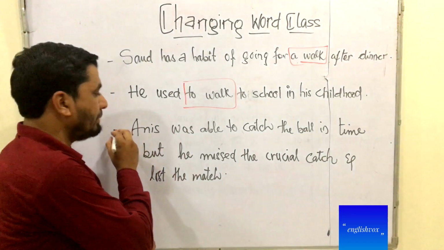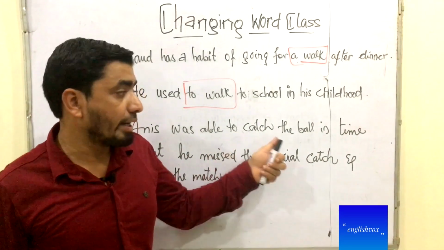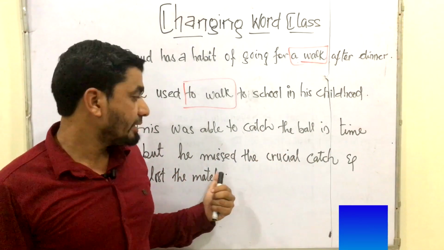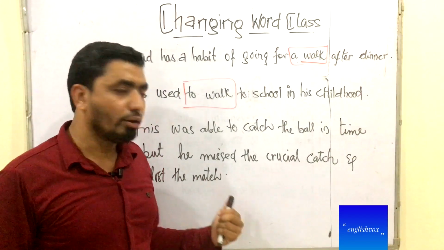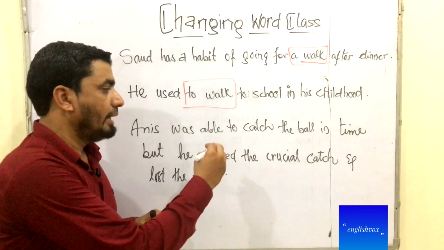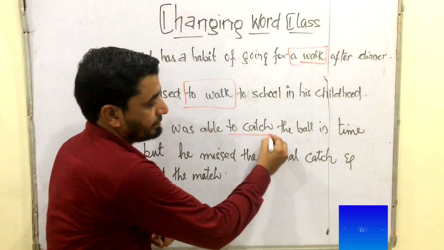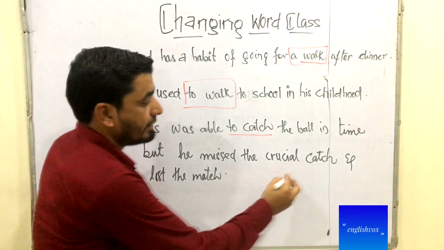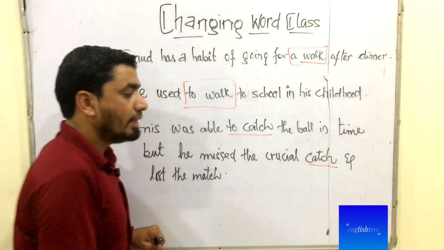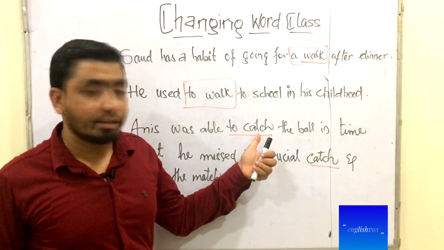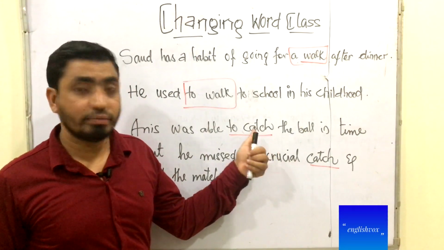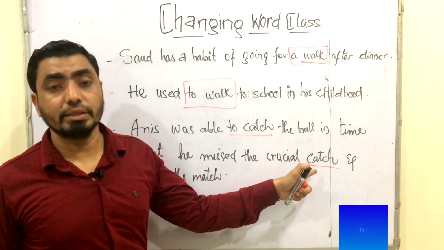In another example: Anis was able to catch the ball in time, but he missed the crucial catch and lost the match. Look at this sentence. Here the first catch is used as a verb, and here catch, the same word, is used as a noun. So here the word class of catch is verb, and here the word class of catch is noun.